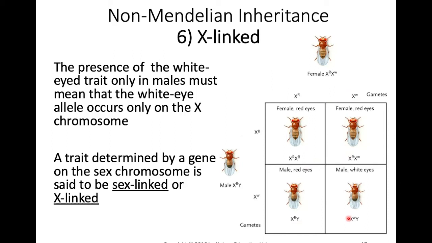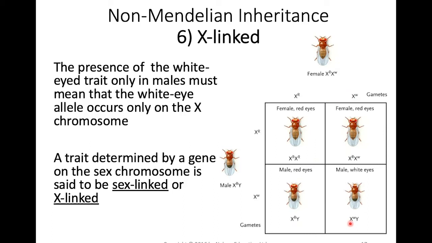Okay, so now with the males, it's different, right? Because we're looking at one X chromosome. So you either have it or you don't. So with this male, he has the red allele, and therefore his eyes will be red. But with this male here, he has the white allele, therefore that trait will be expressed.